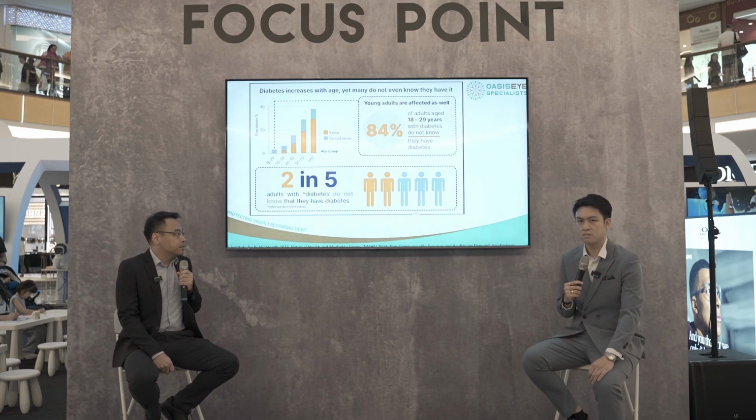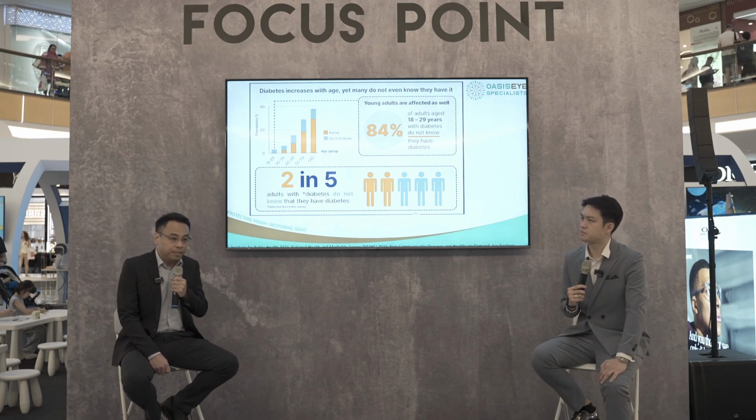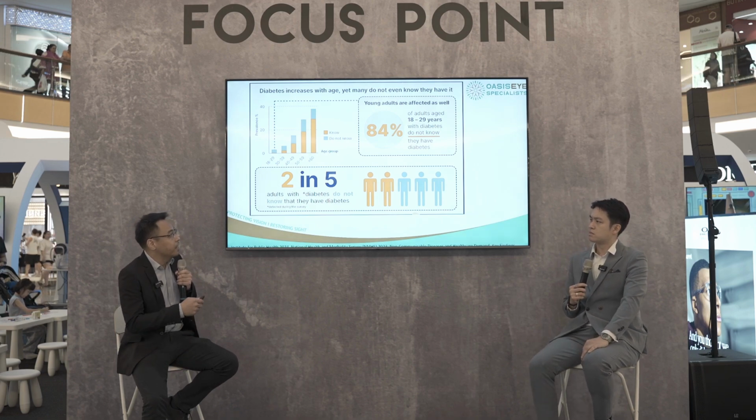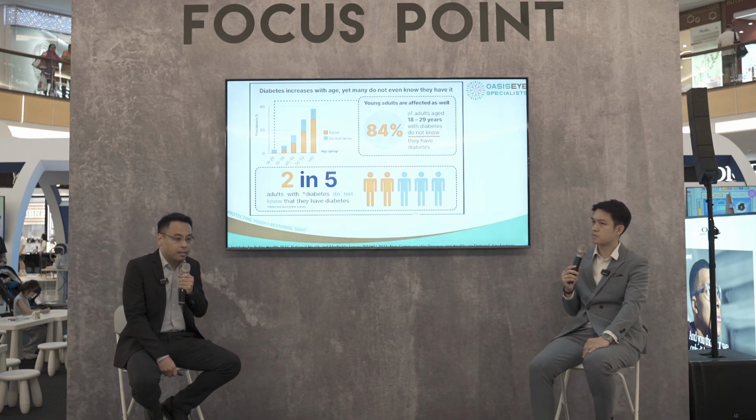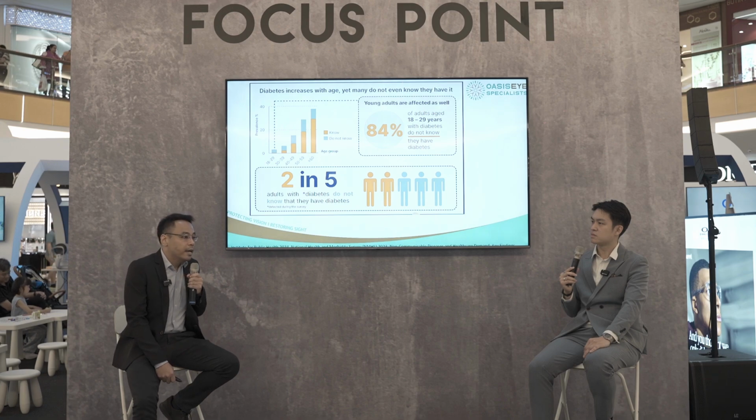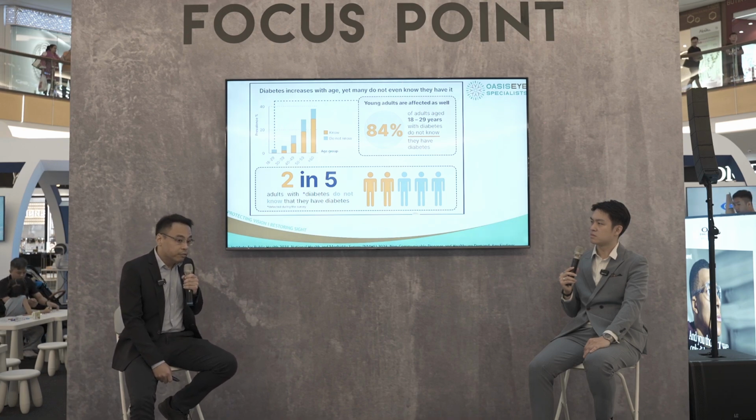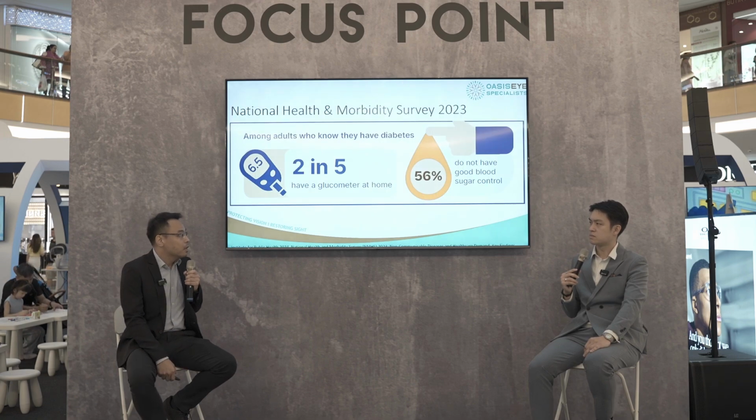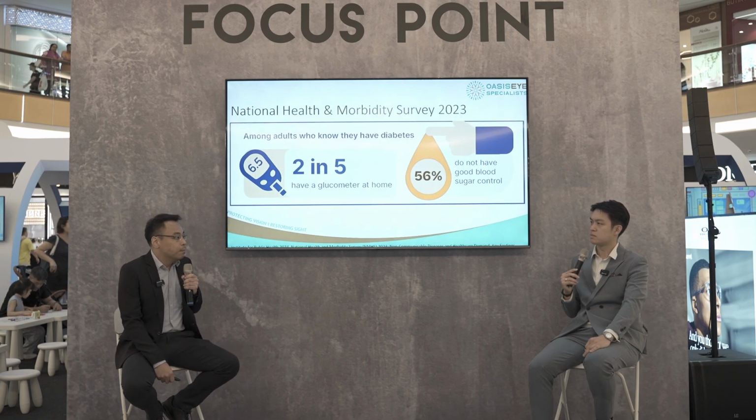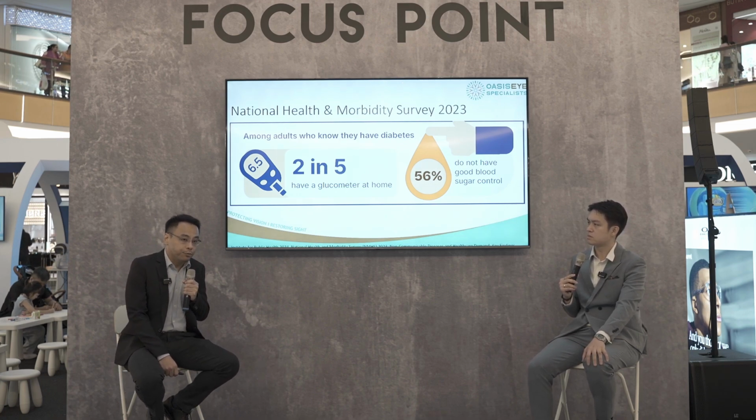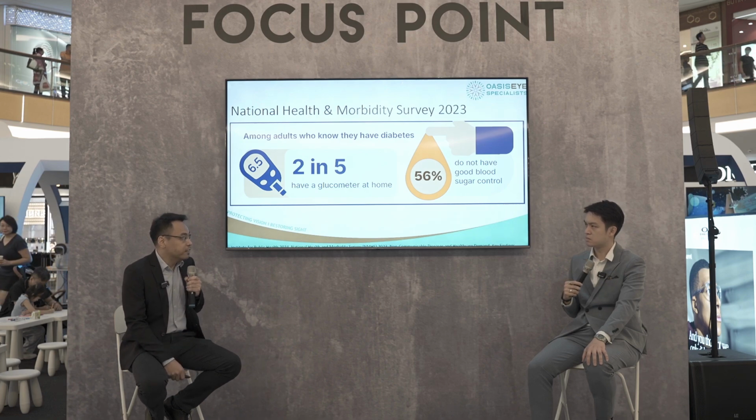2 in 5 adults with diabetes do not know that they have diabetes. This will lead to poor sugar control, and the percentage is even higher in younger patients. For example, for patients who have diabetes in the age group of 18 to 29 years old, 84% of them don't know that they have diabetes. For patients who have diabetes, more than half of them do not have blood sugar control. This will increase the risk of target end organ damage.